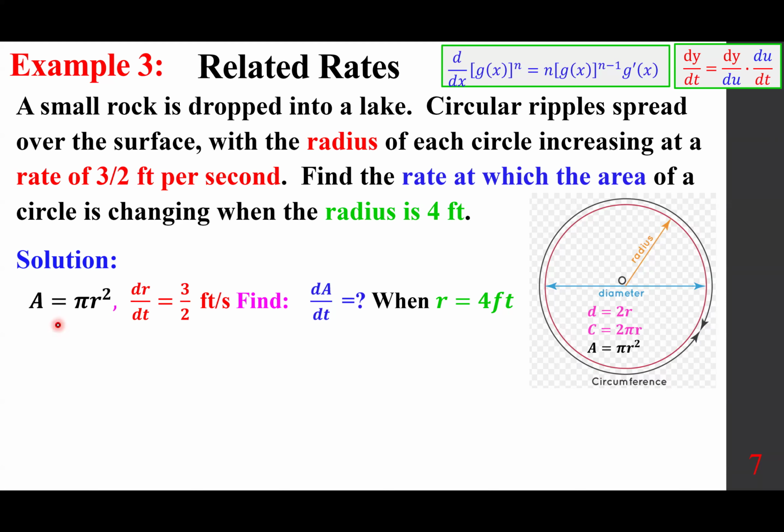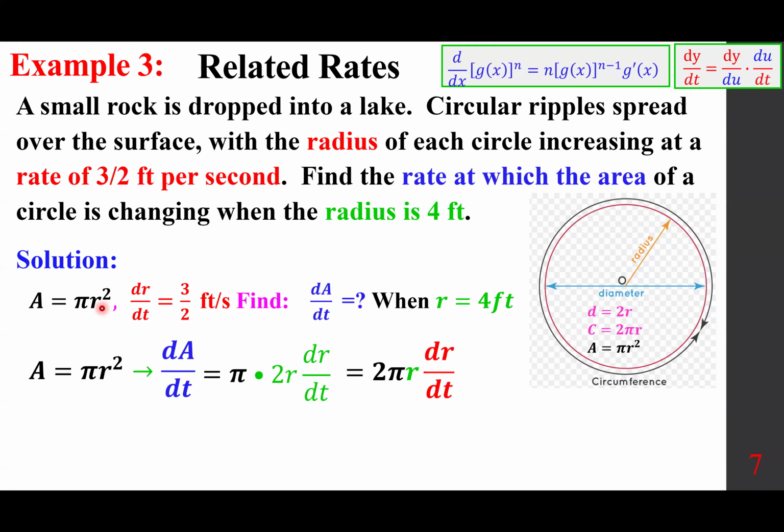So A equals pi r squared, we want dA/dt. And again, reminding you, dy/dt is dy/du times du/dt according to Leibniz's notation. So pi is a number, a coefficient, a multiplier. It remains. You're working on r squared, which gives you 2r dr/dt, or 2 pi r dr/dt. Replace the r with 4 feet and dr/dt with 3/2. Please understand, when you're replacing them, 4 means 4 feet, 3/2 means 3/2 feet per second, and the units of area over the units of time, square feet per second, would be the final units in this case.